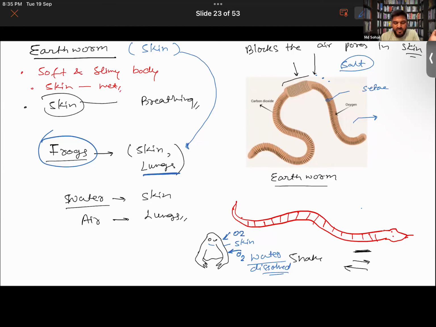There are almost 70 to 80 such segments present in the earthworm. There are two portions in the earthworm, the anterior and the posterior portion. This one is the anterior portion, that is the mouth, and this one is the posterior portion, and that is the anus here.